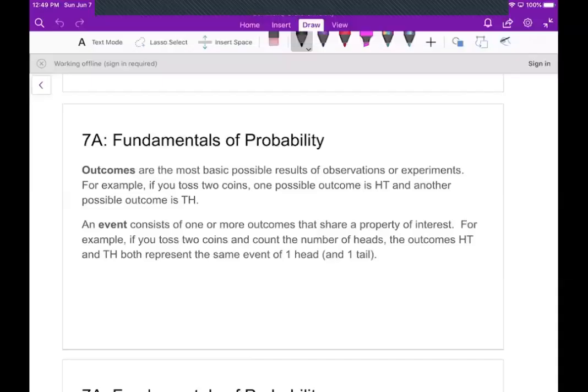Okay, guys, welcome. Today we're going to talk about the fundamentals of probability. Now, the first two concepts that we need to talk about in regards to probability are outcomes and events.